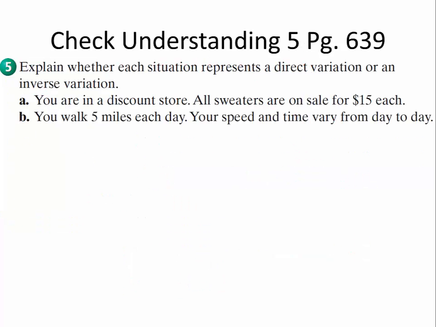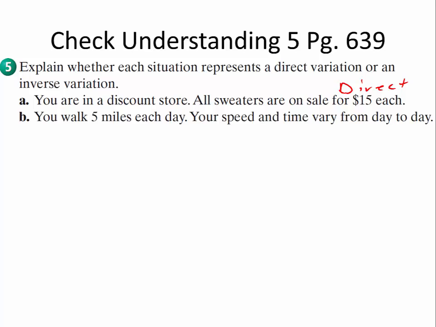All right, let's see if you guys can try 2 on your own. All right, now this one was a little bit trickier for B, but let's take a look at A. You are in a discount store. All sweaters are on sale for $15 each. Is it direct or is it inverse? Well, if you buy 1 sweater, it's 15 bucks. If you buy 2 sweaters, that's 30 bucks. And if you buy 3 sweaters, it's 45 bucks. It keeps adding by a constant rate. So therefore, that is a direct variation.